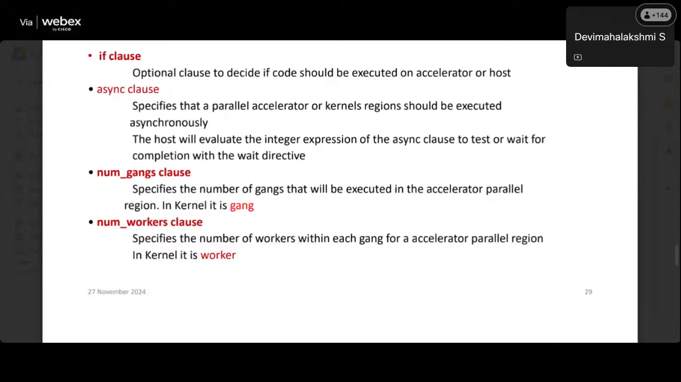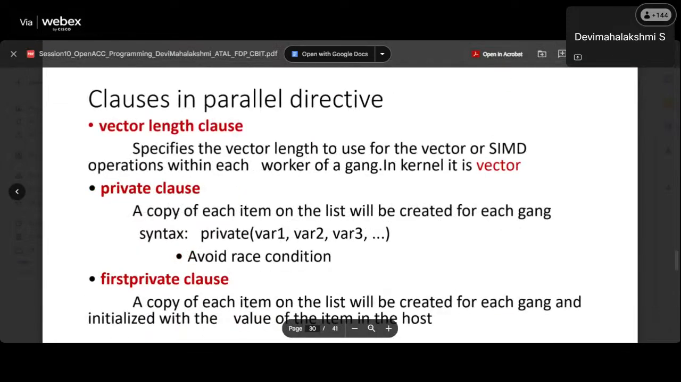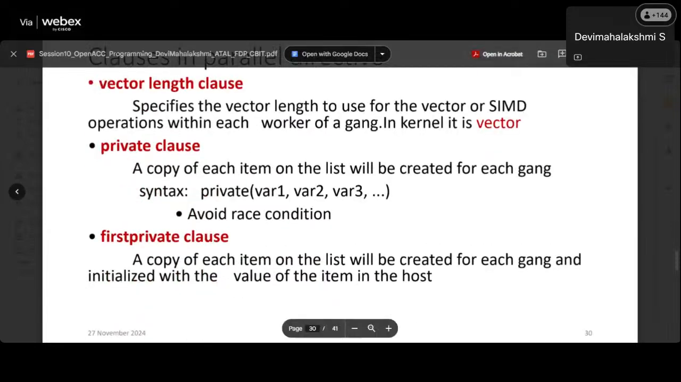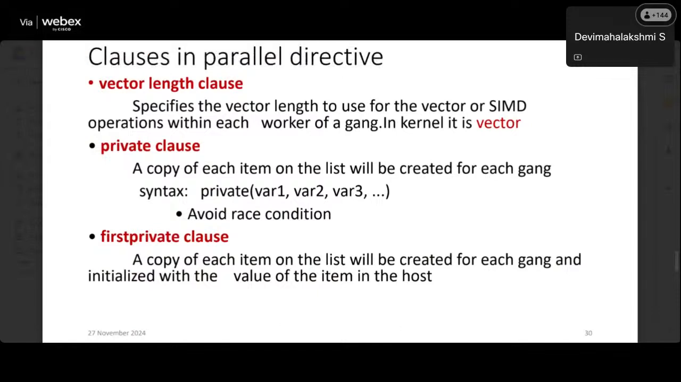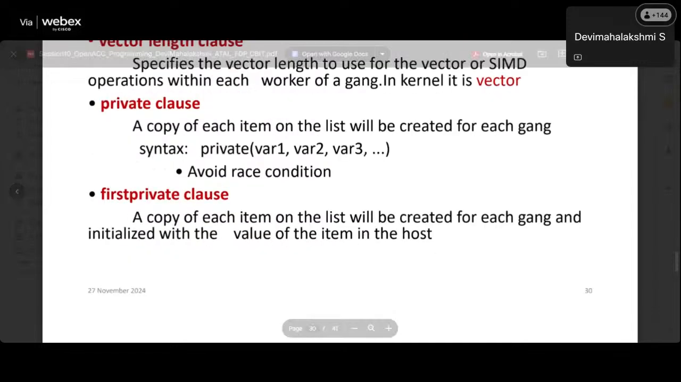Then number of gangs, that one we have already seen. We can explicitly say how many gangs are to be created to run the code. Then number of workers per gang, number of vectors per worker, the vector length clause, then the private clause, as in OpenMP. What are the variables that will be used or treated as private members inside the parallel region? The private clause takes a set of comma separated variables.